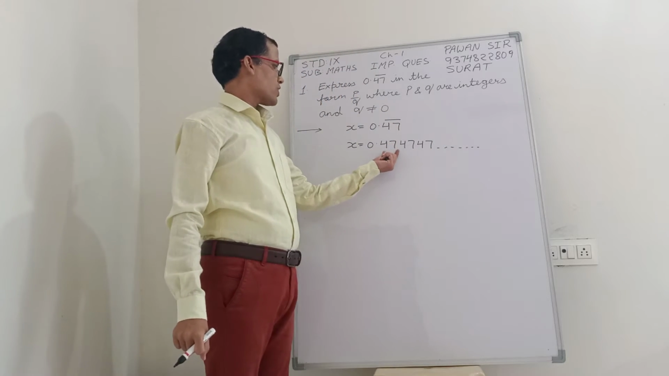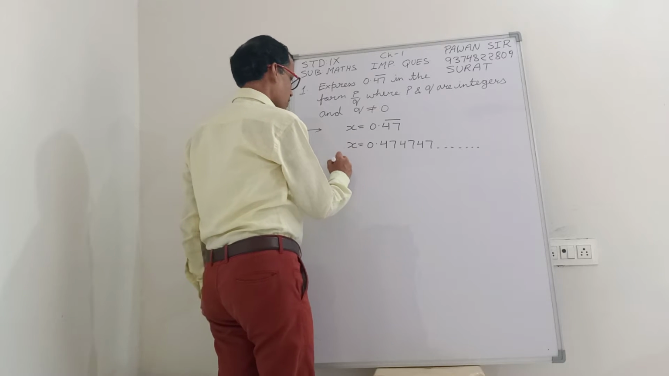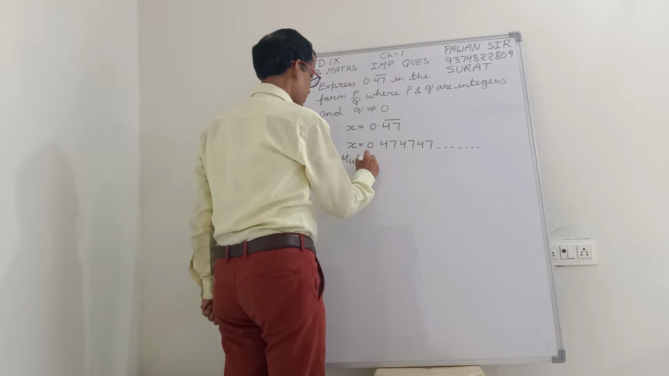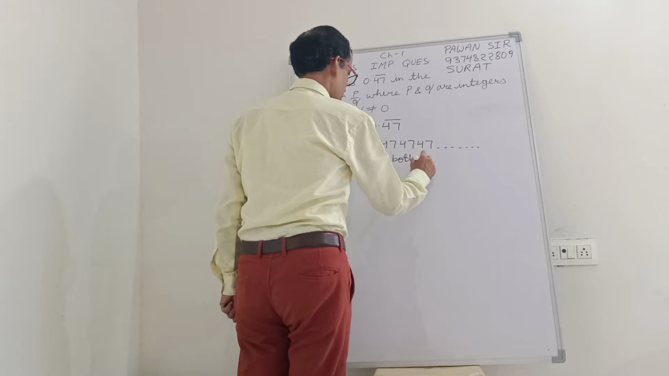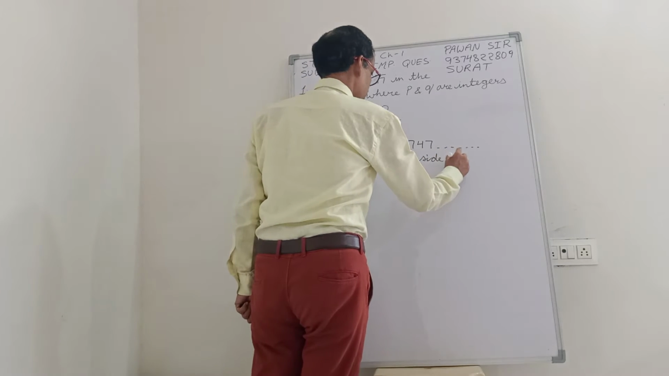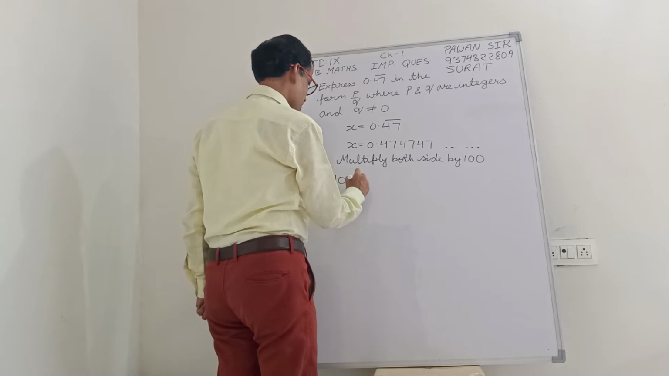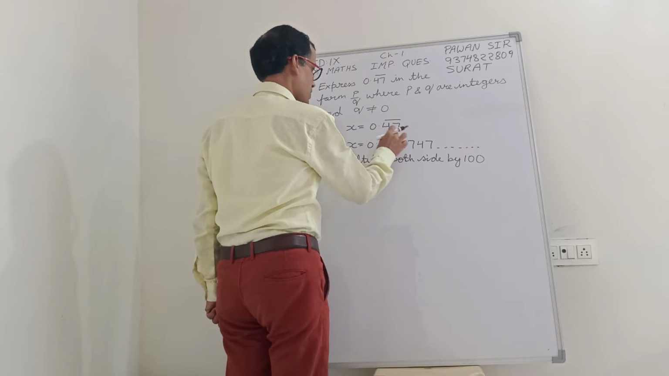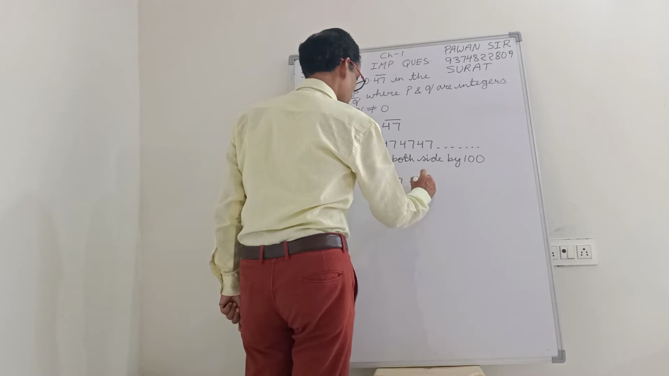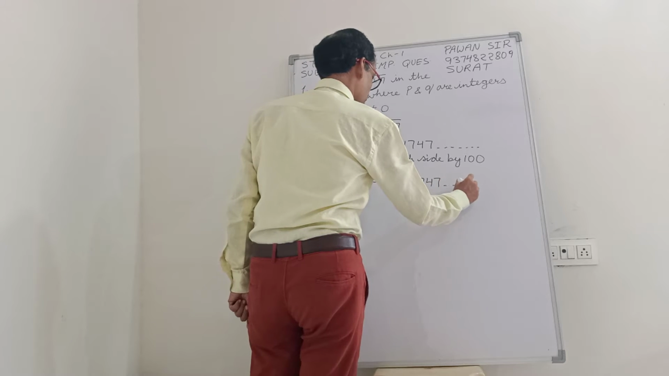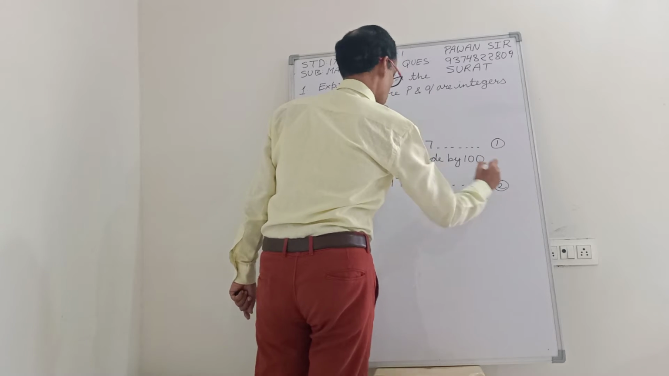Now you can see 2 digits are repeating, so multiply both sides by 100. So what we get? 100x is equal to, with the point shifted 2 digits, 47.4747 and so on. This is your equation 1 and this one is your equation 2.